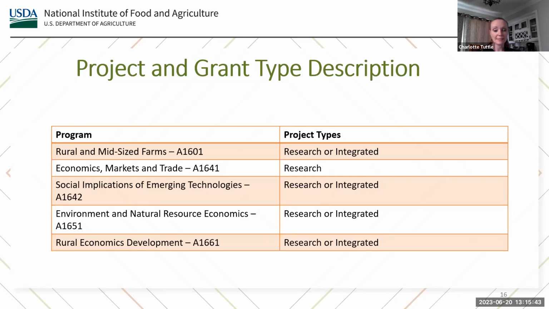So here's just a quick table to let you know what kind of project types each program has. For Dennis's program, rural and mid-sized farms, it can be research or integrated. Economics, markets, and trade is research only. Social implications of emerging technology is research or integrated. Environment and natural resource economics, the RFA states research or integrated. Generally, it is research only though. And finally, rural economic development is research or integrated.